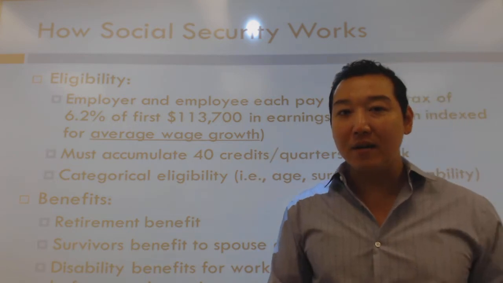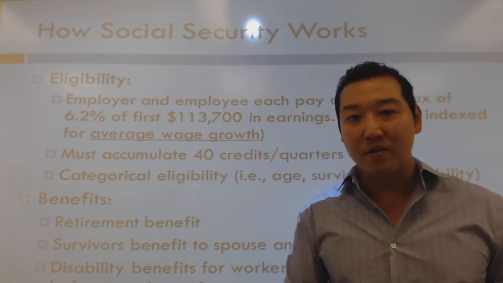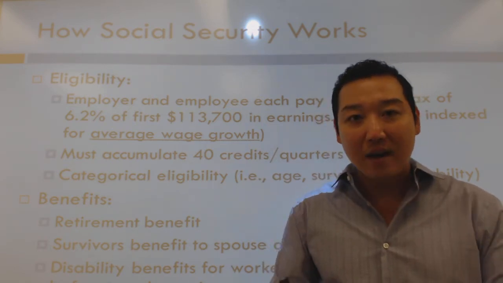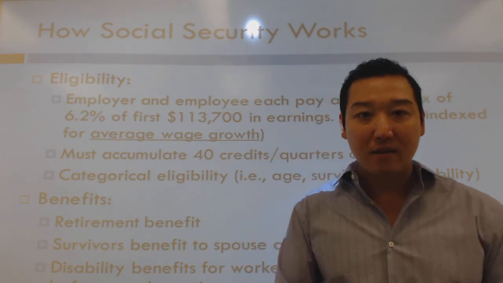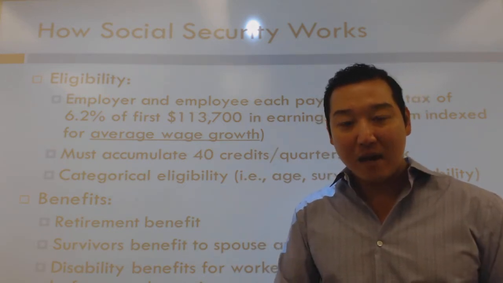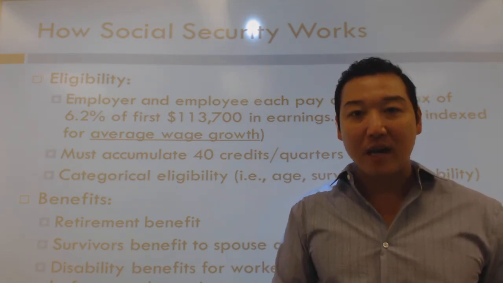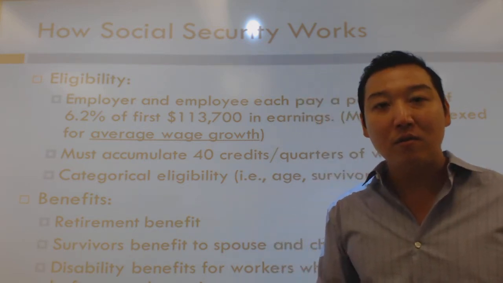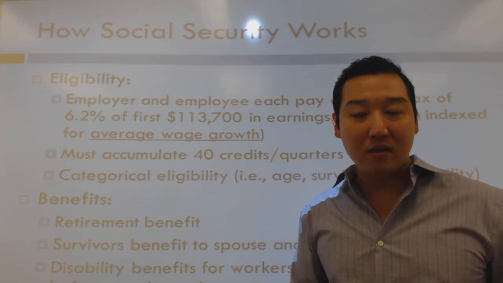I want to point out that it's not just based on your contribution, but also there's a categorical eligibility requirement, meaning that you have to fall within a certain category of potential recipients. And so you have 3 basic categorical requirements. Either you have to be aged, meaning you're age 66 and older. The full retirement age is age 66. You can claim benefits as early as age 62, but the age at which you claim full retirement benefits is going to be age 66.